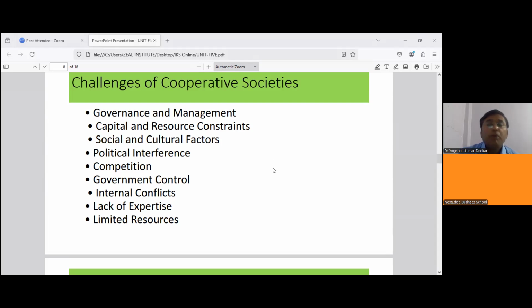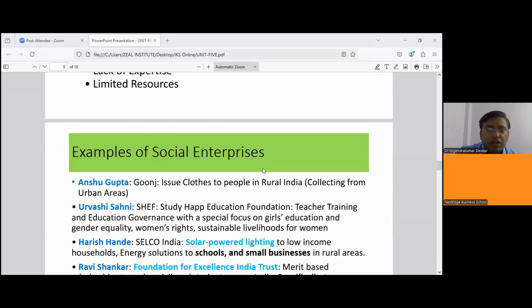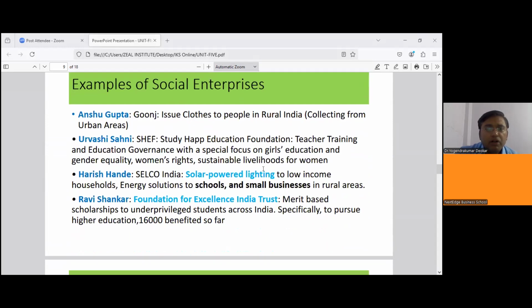Lack of expertise: when you start a business in the cooperative sector, you have less experience, and that is why expertise is also an issue. Limited resources, of course: when you start initially, you face an issue of resources. Examples of social enterprises are Anusha Gupta and Urvashi Sahani. These are examples on the internet; you can find examples of social entrepreneurs.